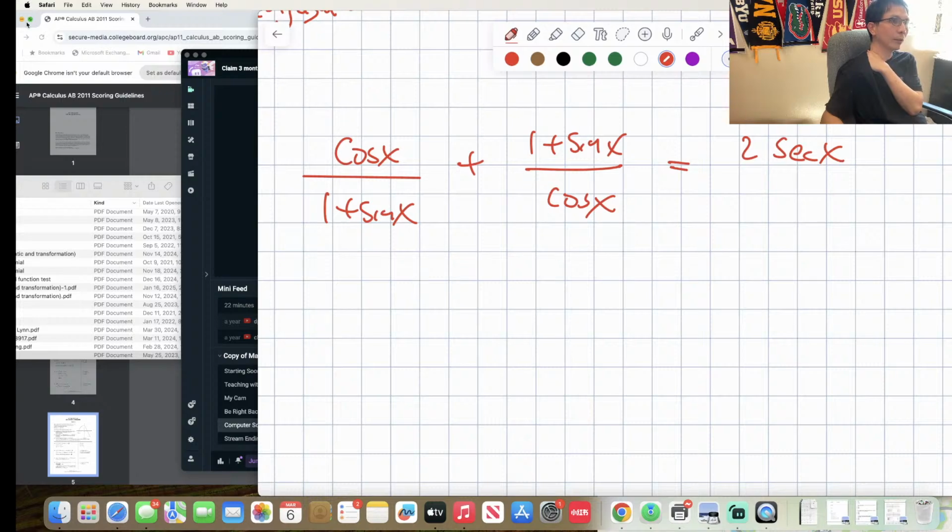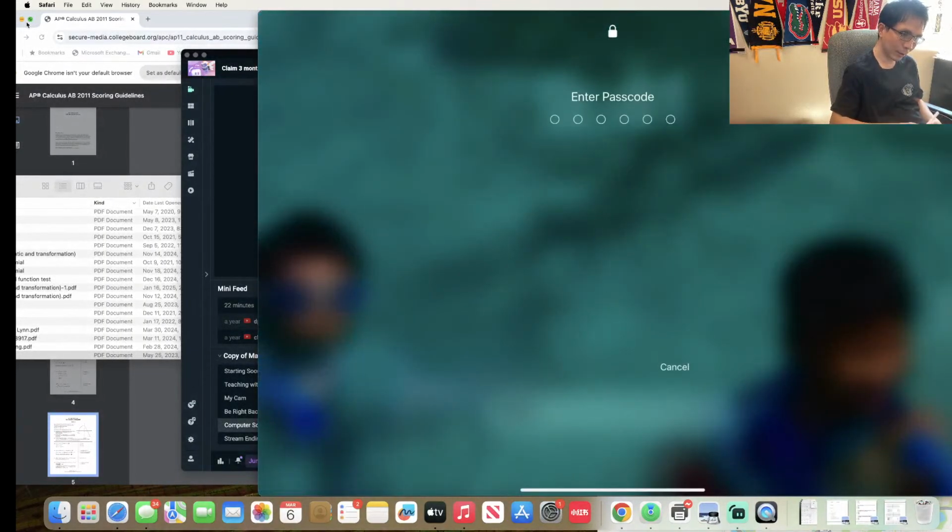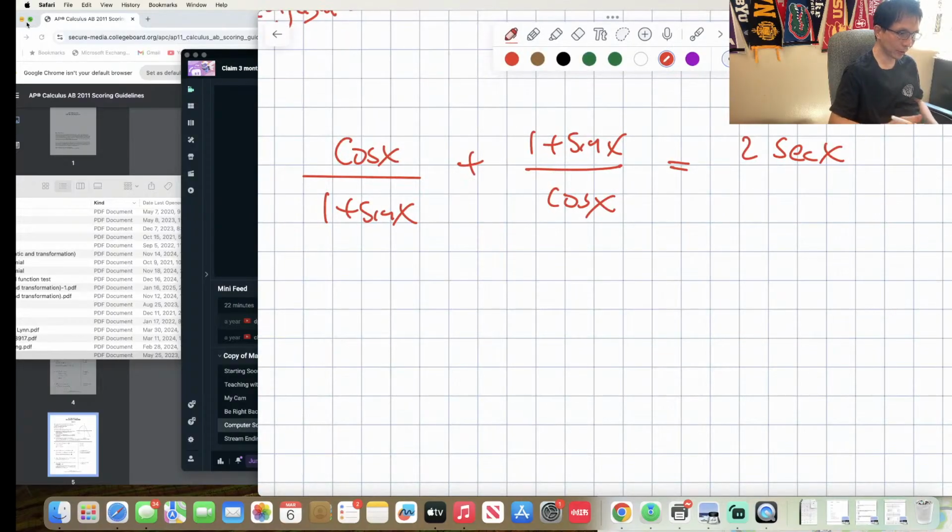Math starts simple, then it gets more complex. It gets a lot more complex than this. This is actually not hard compared to what you're going to do next year. See how many people can get it.